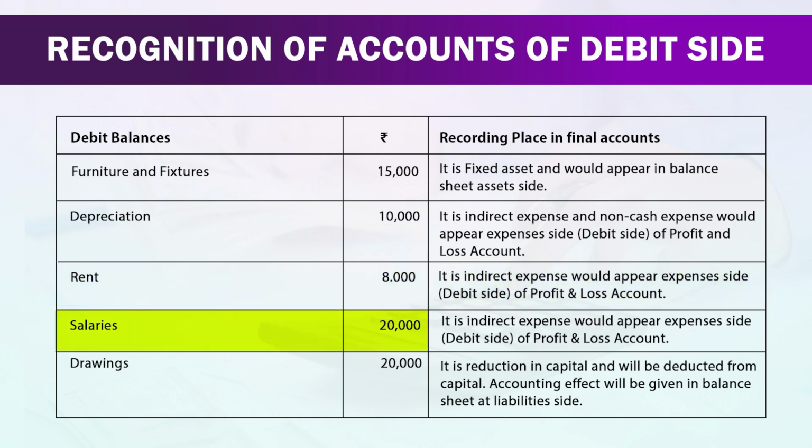Then we have salaries of rupees 20,000. It is an indirect expense and would appear on the expense side, meaning the debit side of the profit and loss account. Drawings, yes, this is very important, rupees 20,000.